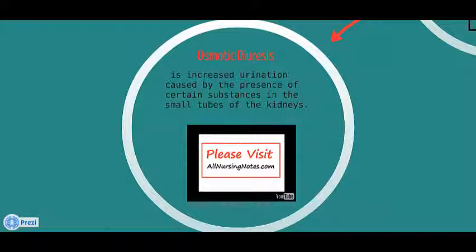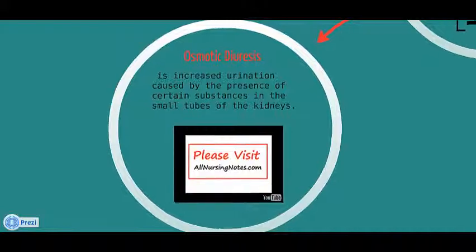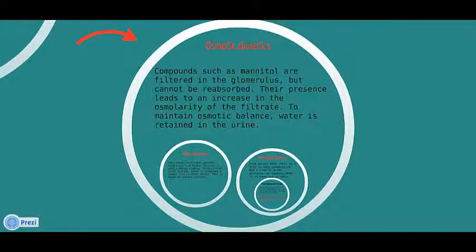Osmotic diuresis is increased urination caused by the presence of certain substances in the small tubes of the kidneys. Osmotic diuretics: compounds such as mannitol are filtered in the glomerulus but cannot be resorbed. Their presence leads to an increase of the osmolarity of the filtrate. To maintain osmotic balance, water is retained in the urine.